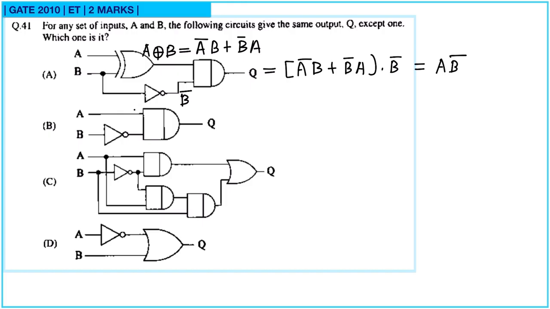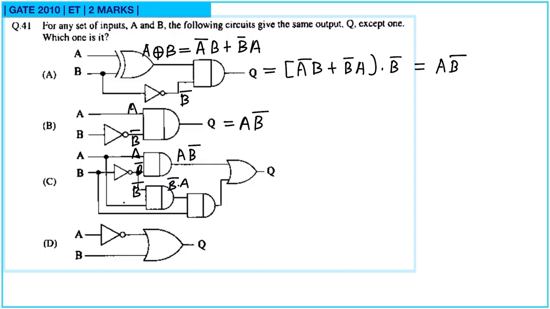For the second one, input is A and this is B bar, and it is an AND gate. So Q will be A B bar. Then we have A and here B bar. So this is an AND gate. So A B bar. Then this B bar is given to this AND gate and also A. So this will be B bar A.